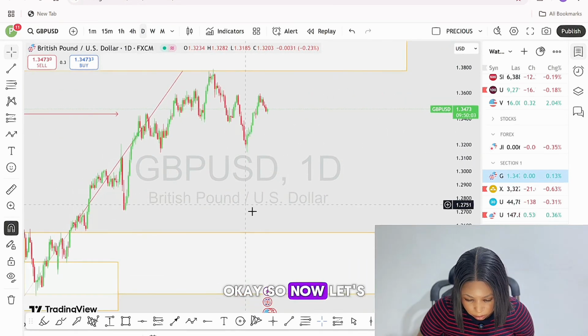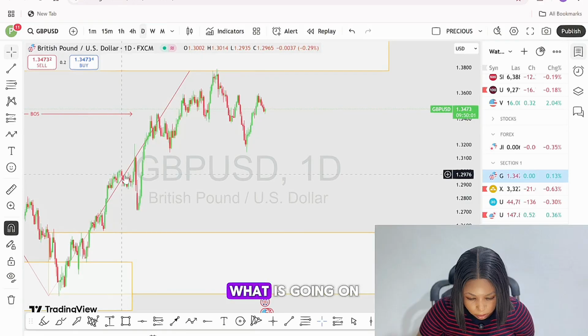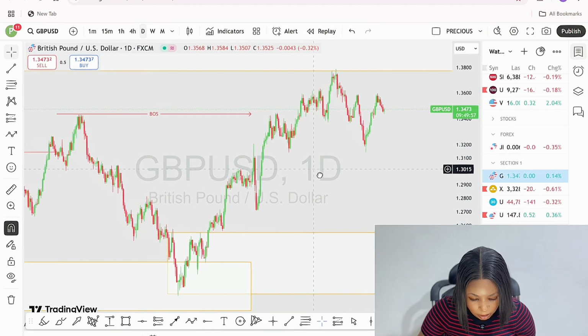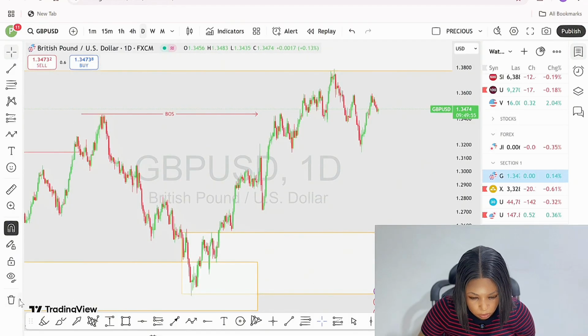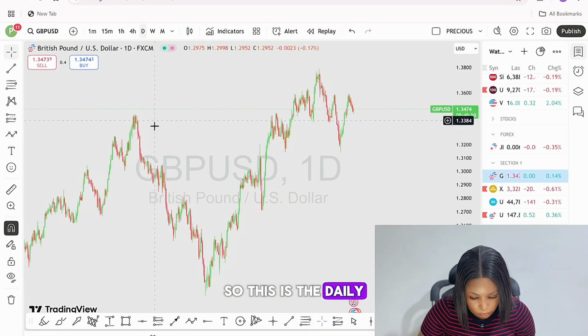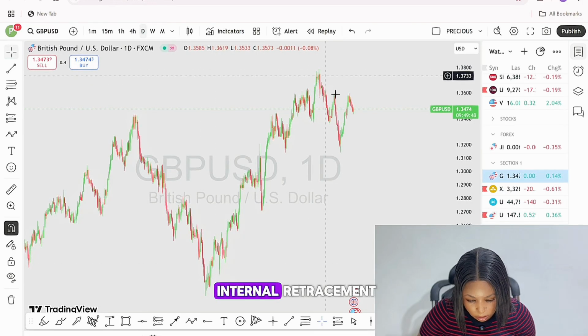Okay, so now let's continue with what is going on now in the market. That is what we need to know. So this is the daily. Let's remove this thing so we can have a good chart. So this is the daily. Definitely this is an internal retracement.